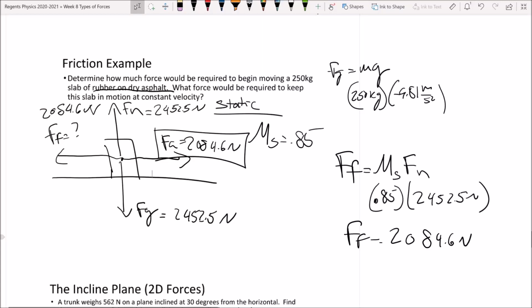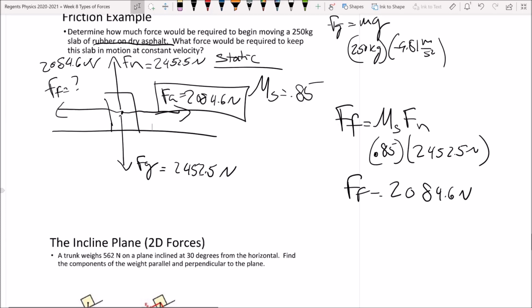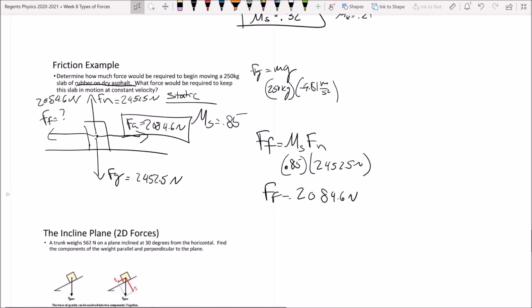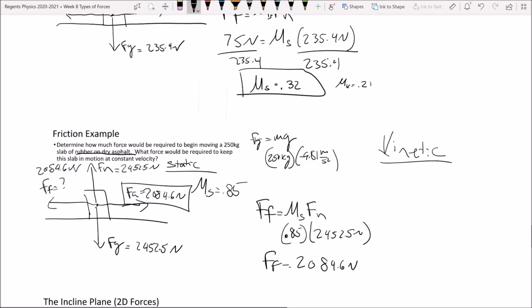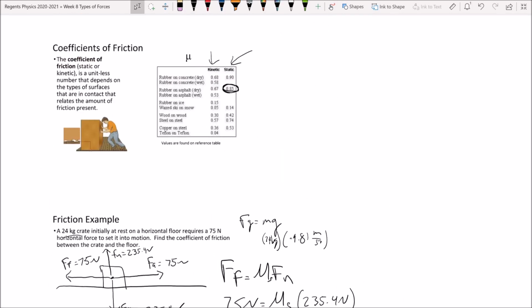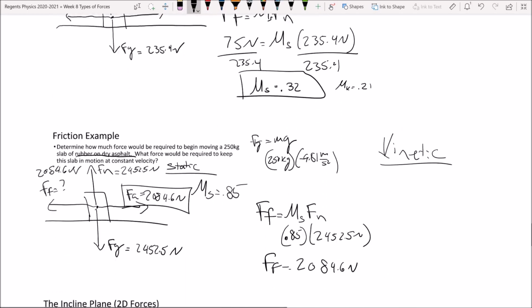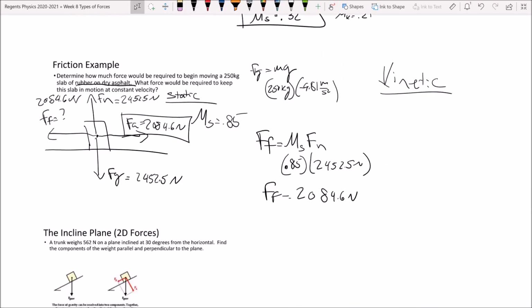Now, what force would be required to keep this slab in motion at constant velocity? Well, constant velocity, that's going to be a kinetic case because now it's moving. So let's go back up and see what is the kinetic coefficient of friction. It's 0.67. All right, so there's less friction involved here.